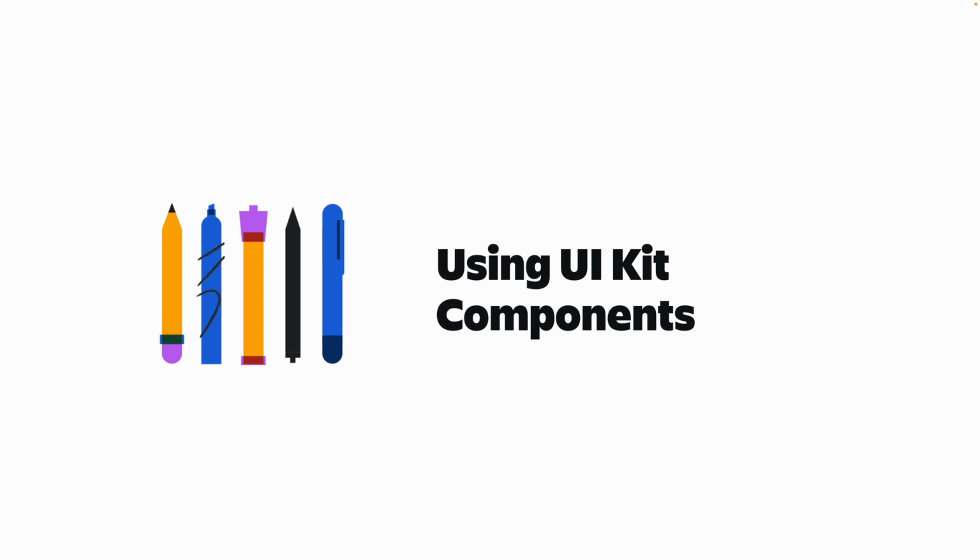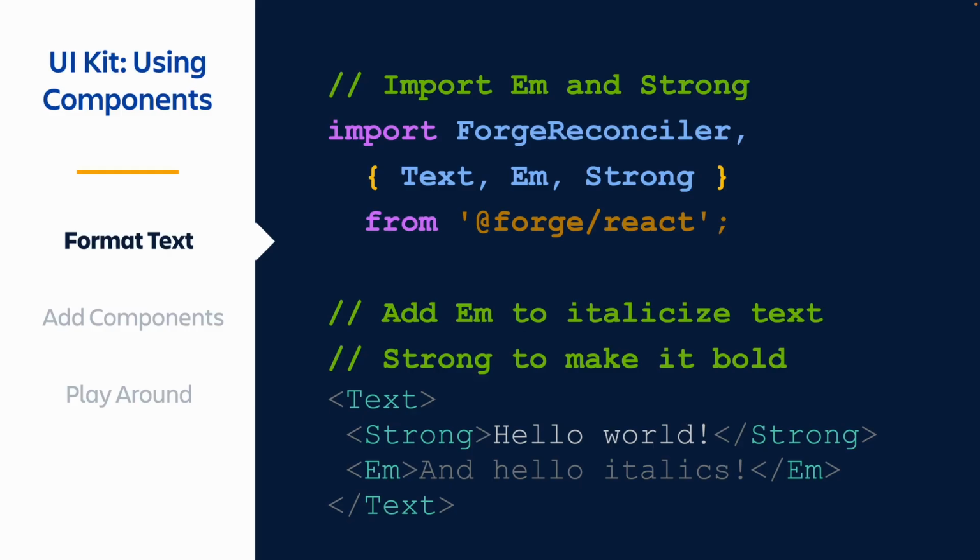In addition to being easy to use and customizable, UIKit components are built to align with the Atlassian design system and visual language used across Atlassian products. That helps you build UIs that are polished and seamless with little effort. In our Hello World app, you'll see that we're using the text component, which is what we use to display the Hello World string. When you take a closer look in the documentation for this component, you'll find that it also has inline children components like EM and strong, allowing you to make inline text appear in italics or bold.